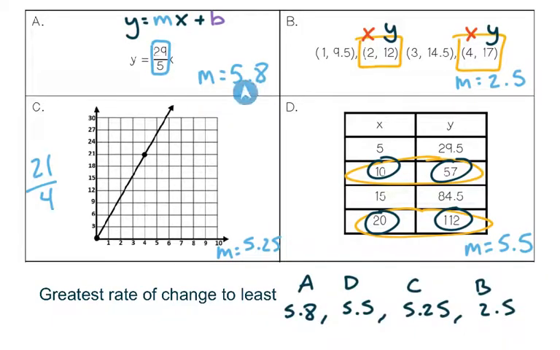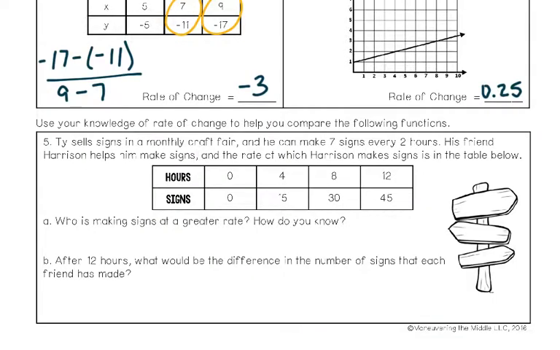All right, so A has the greatest rate of change. 5.8 is the biggest number. The bigger the number, the greater the rate of change. And if we were going to look at these on a graph, this would also be the steepest slope. But whichever way you look at it, whether it's a graph, a table, or an equation, we can always use the slope or the rate of change to help compare functions. So let's apply that to number 5.